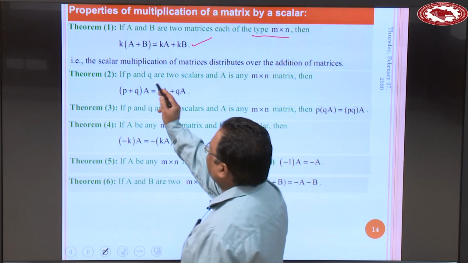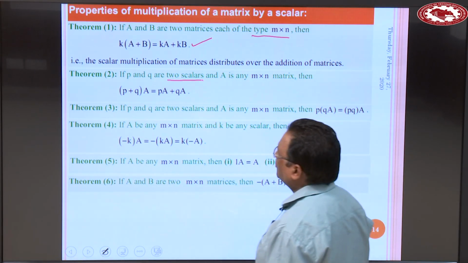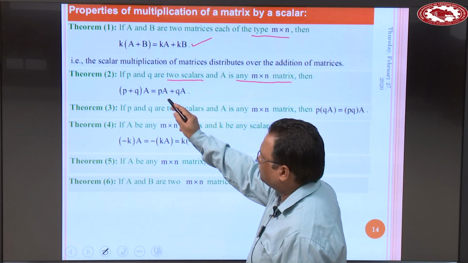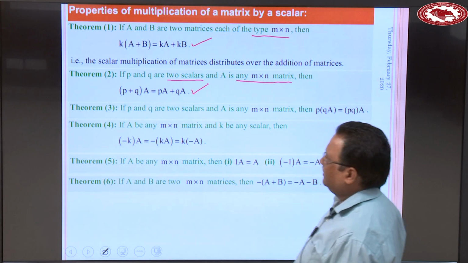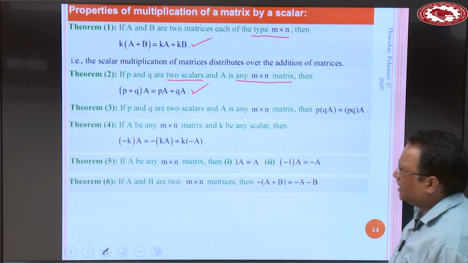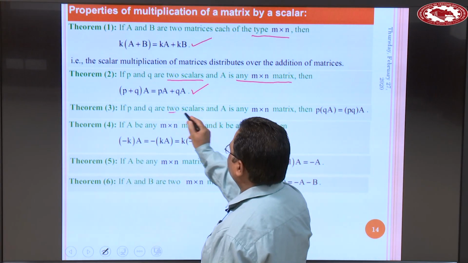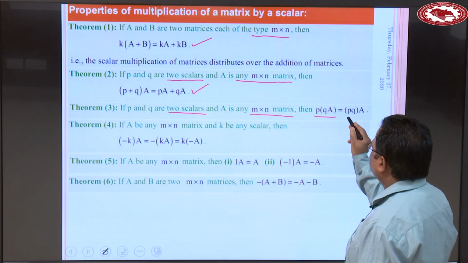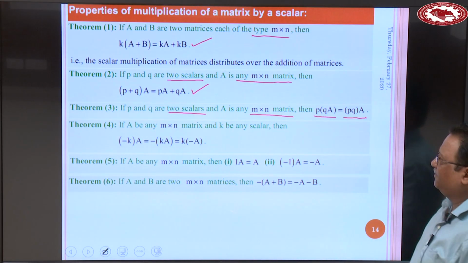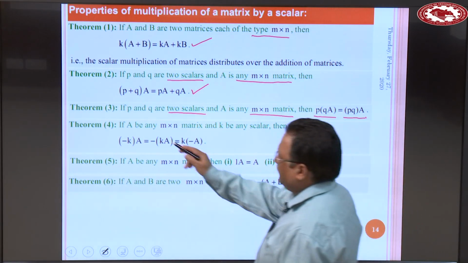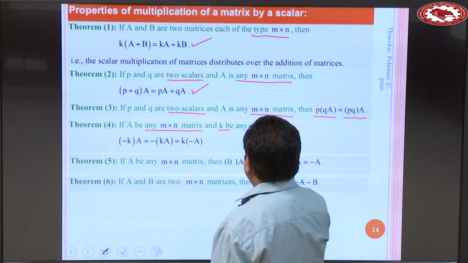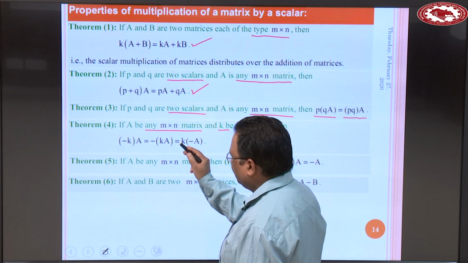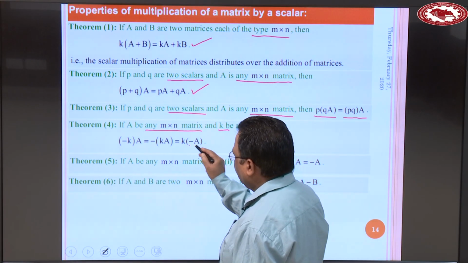Now second, if P and Q are two scalars and A is any m by n matrix, then (P plus Q)A is equal to PA plus QA. Similarly, third property is if P and Q are two scalars and A be any m by n matrix, then (PQ)A is equal to P(QA). Fourth property, if A be any m by n matrix and K be any scalar, then (minus K)A is equal to minus (KA), which is equal to K(minus A).